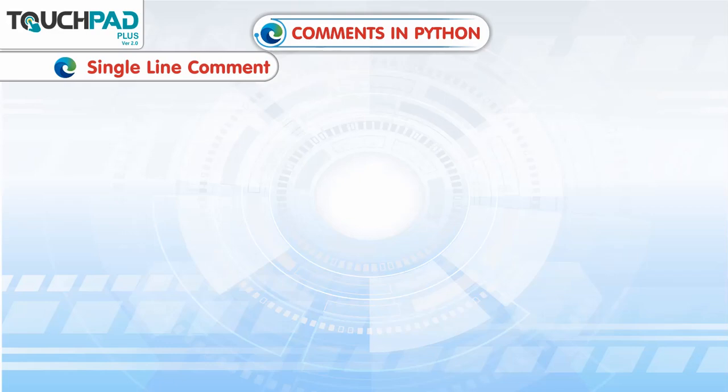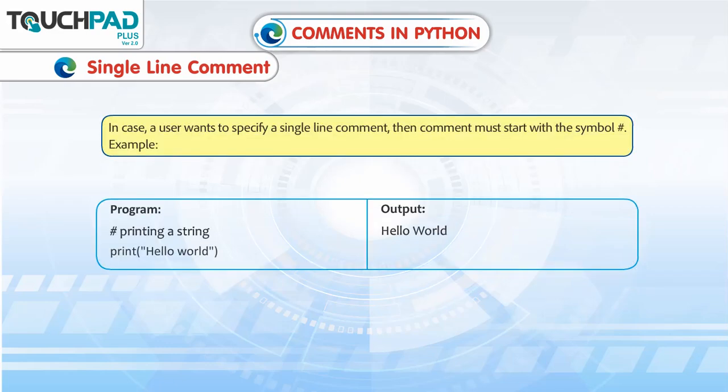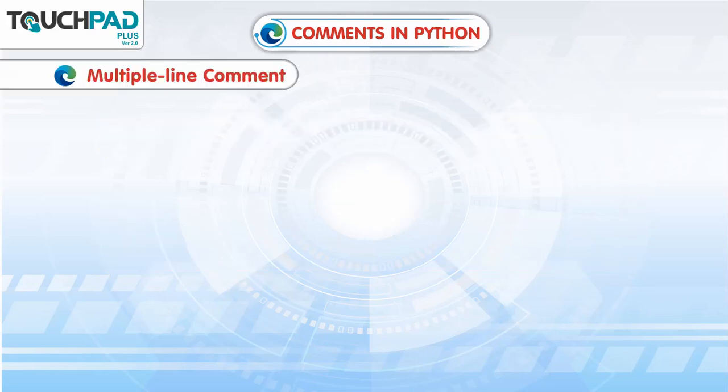Single-line comment. In case a user wants to specify a single-line comment, the comment must start with the hashtag symbol. Example, hashtag program printing a string, print, in parentheses, hello world in double quotes. Output: hello world. Multiple line comment.